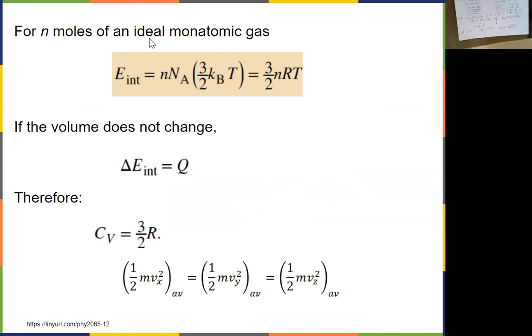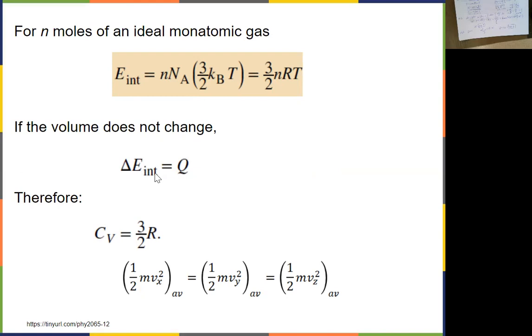So if this is an ideal monatomic gas system with n moles, the internal energy, as we checked before, considering just the kinetic energy, is 3/2 nRT. If your volume does not change, it doesn't do work, so W is equal to 0. For the first law of thermodynamics, delta E equals Q minus W. Volume doesn't change, W is equal to 0, so these two are equal to each other.